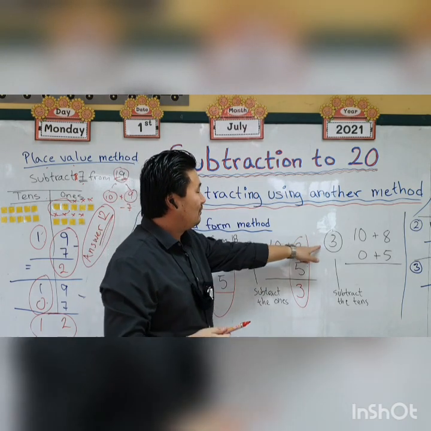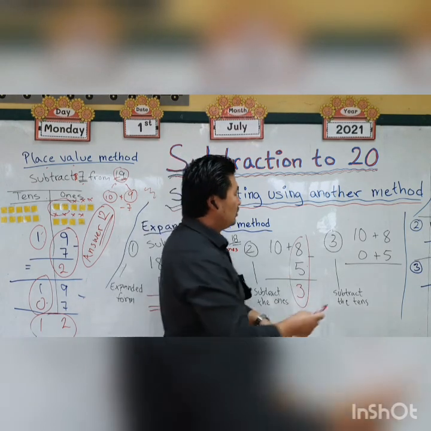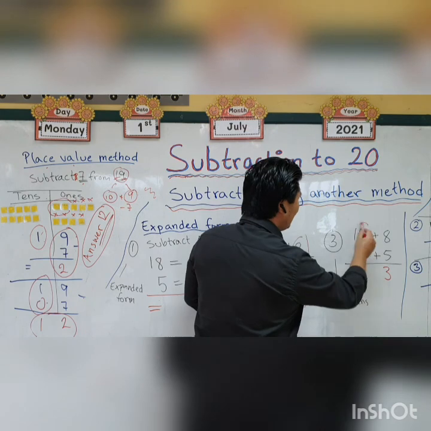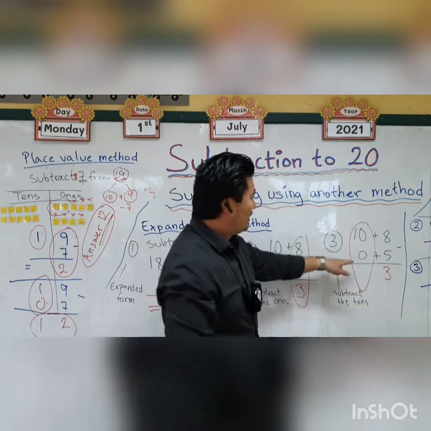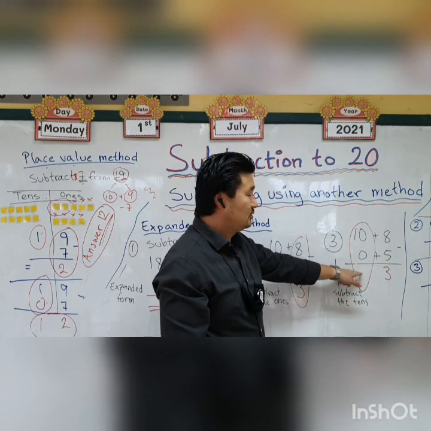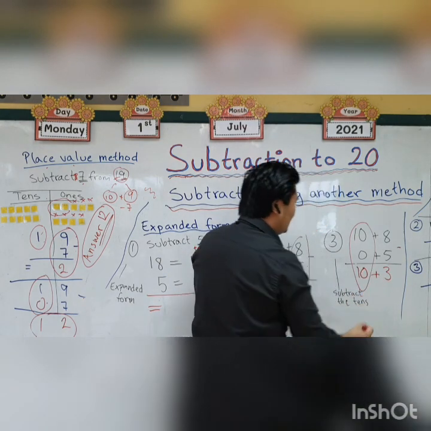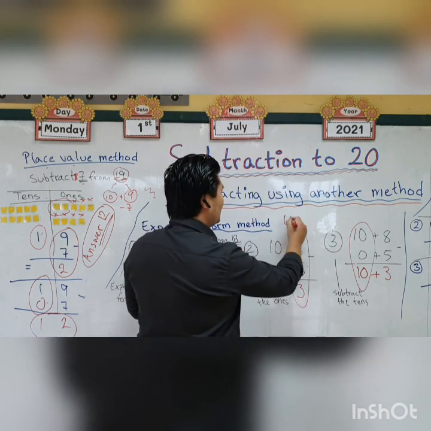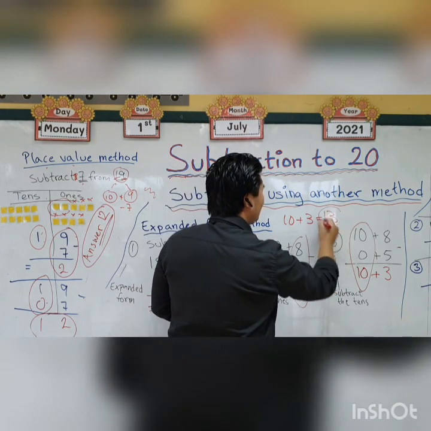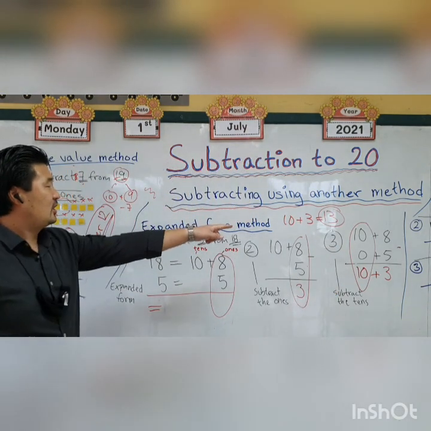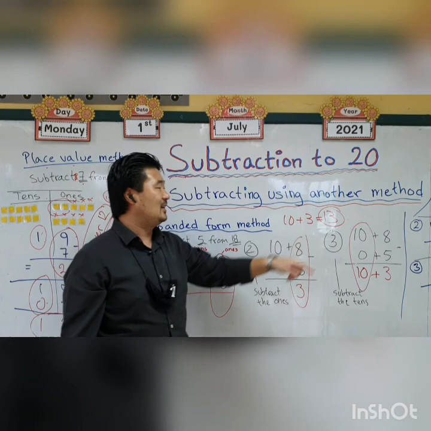Alright, and then step number 3, subtract the tens. We have already done this. This is 3. Now we subtract the tens. 10 minus 0 equals 10. And then you plus, 10 plus 3 equals 13. Good. So the answer is 13. 18 minus 5 is 13.